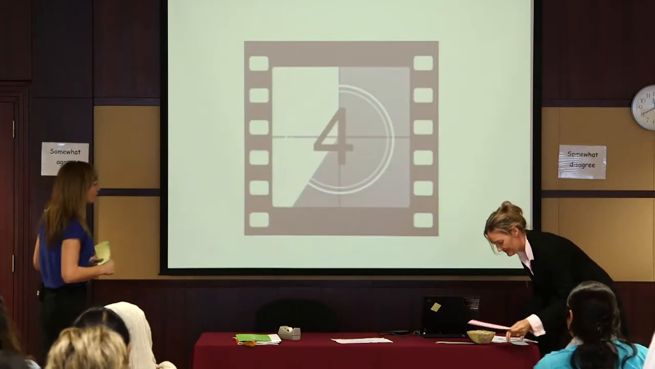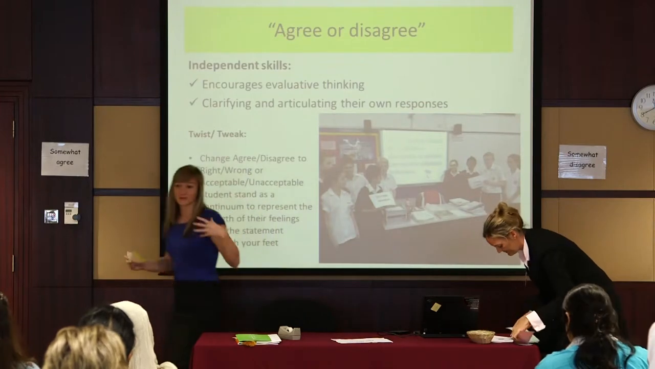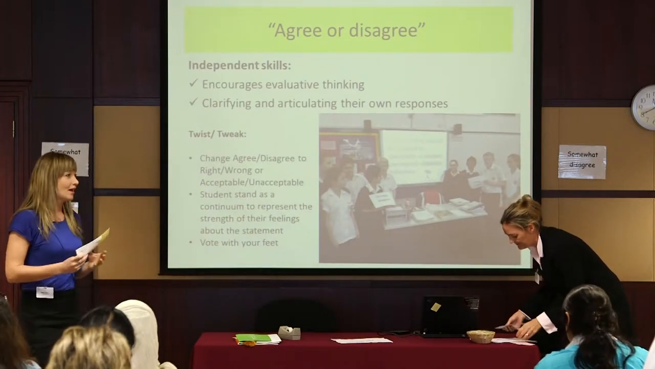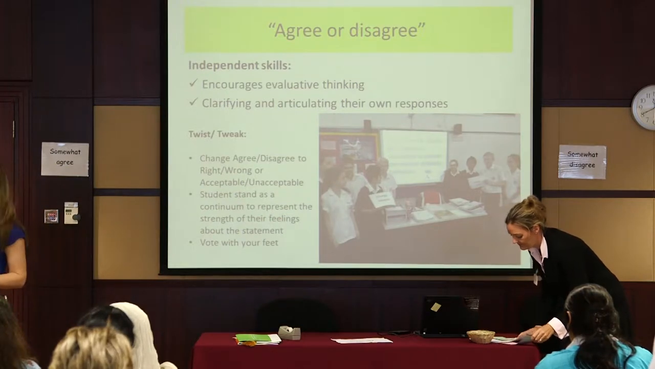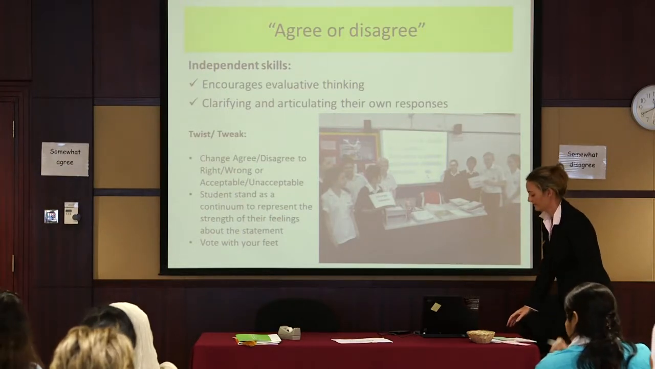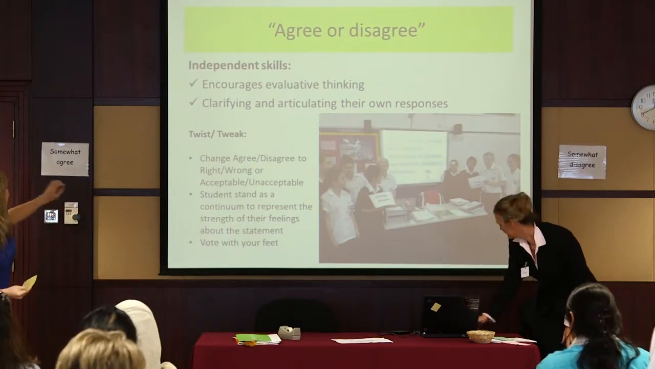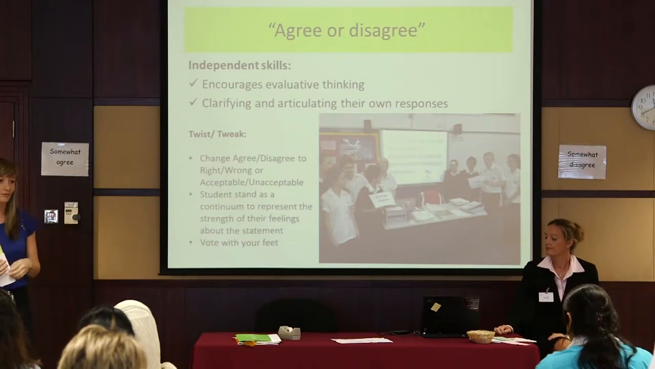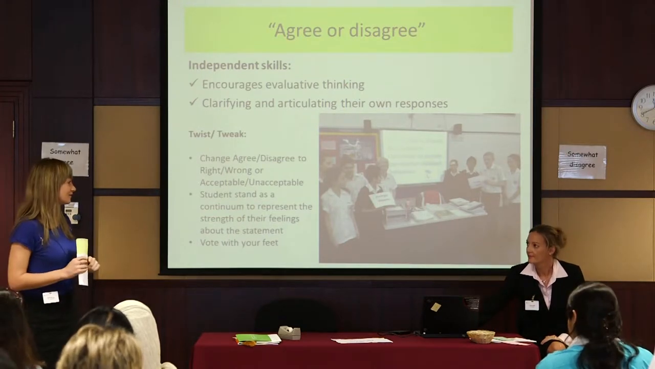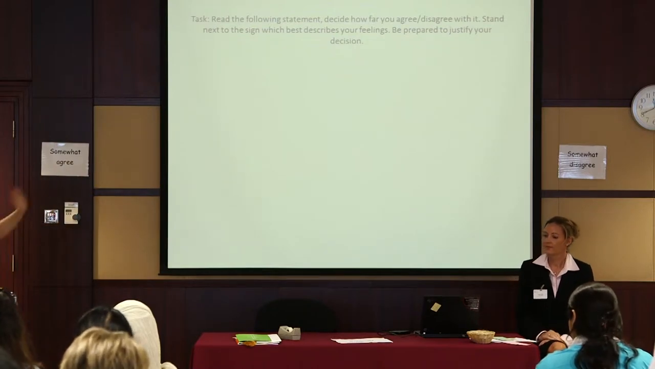Okay, number four is the activity we call agree or disagree. So the activity revolves around four simple signs, really, in my classroom. So strongly agree, strongly disagree, somewhat disagree, and somewhat agree. And you can have these up all the time in your classroom, ready for when you want to use this activity. And the task would look a bit like this in the classroom.